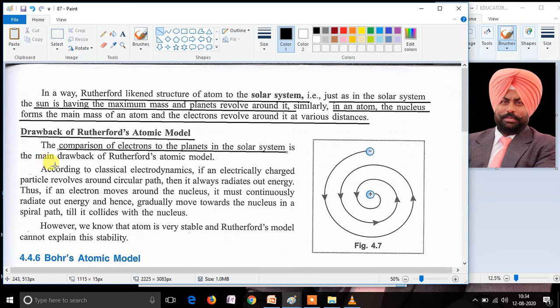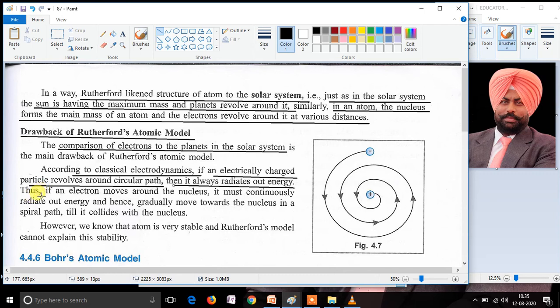His theory was discarded because he said the electrons are revolving around the nucleus in the same manner as the planets are revolving around the sun. The classical electrodynamics theory says that if any electrically charged particle, such as electrons, revolves in a particular circular path, those electrically charged particles will radiate out energy.